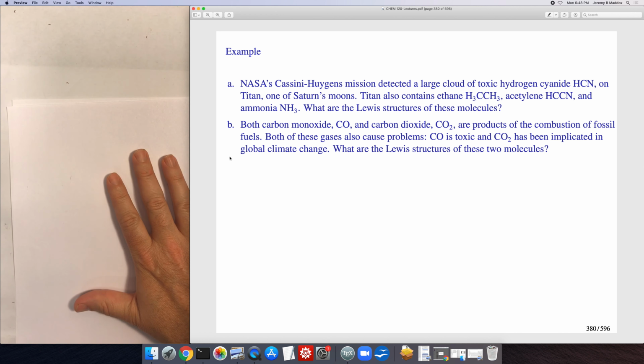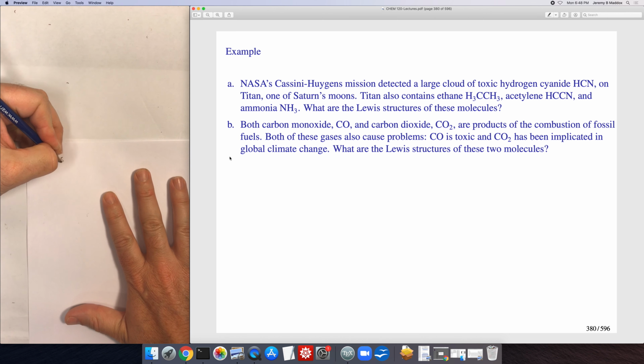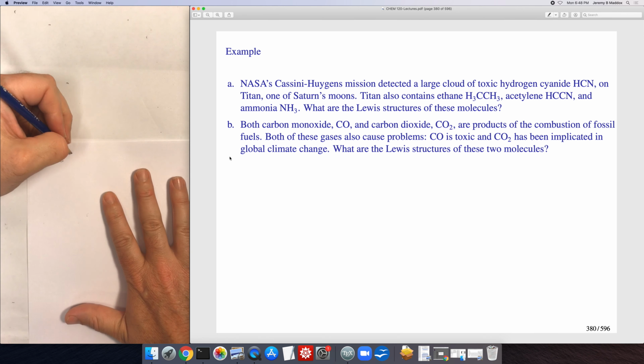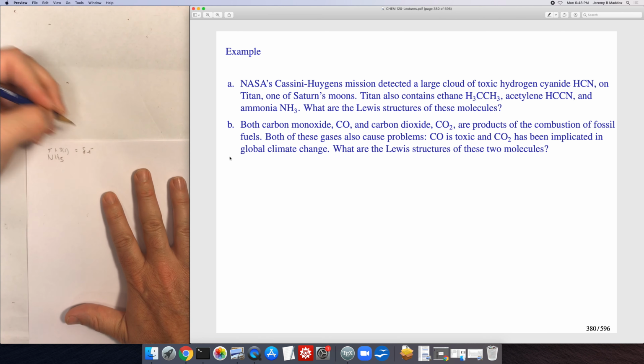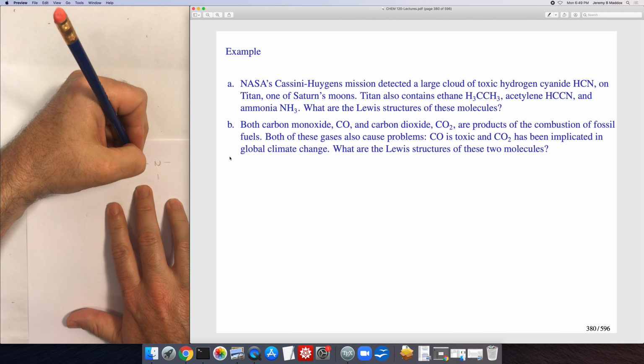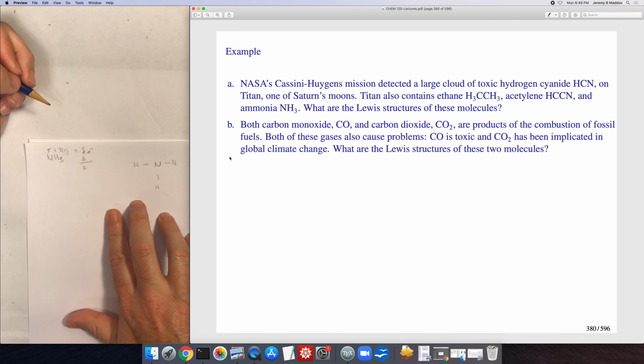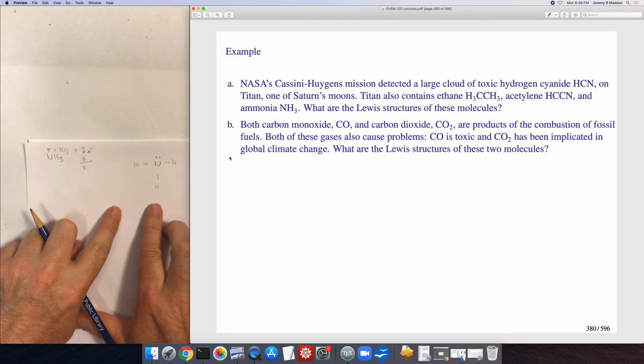Let's do ammonia next. We'll just do NH3. Okay, we get 5 from there, plus 3 times 1 from the hydrogen, so we've got a total of 8 valence electrons. Nitrogen goes in the center, the hydrogens are the satellites. That took care of 2, 4, 6, leaving us with 2 electrons that need to go in. We get a lone pair right there on the nitrogen. Okay, so that's the Lewis structure for ammonia.